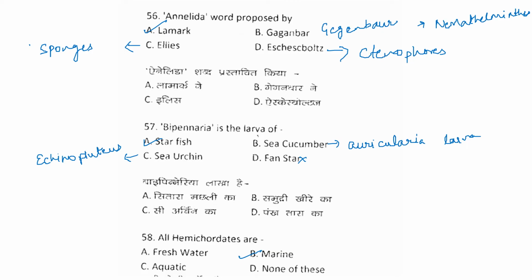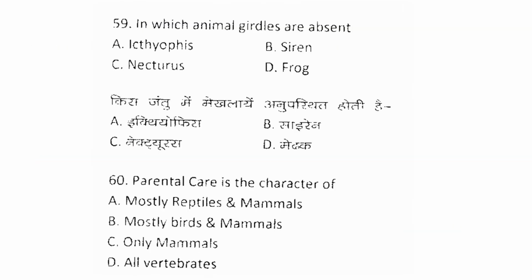So hemichordates, then ctenophores, and the echinoderms. These three phyla are actually exclusively marine. Now, in which animal are girdles absent? So the answer is amphibians.